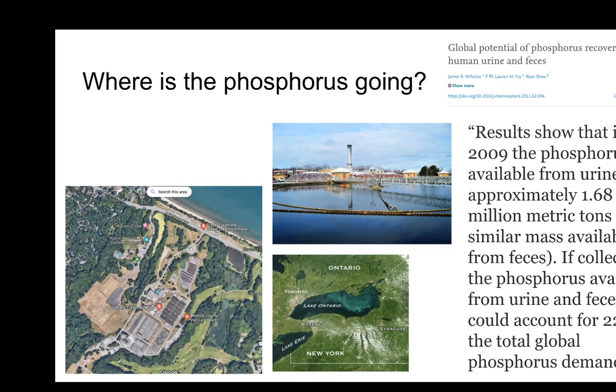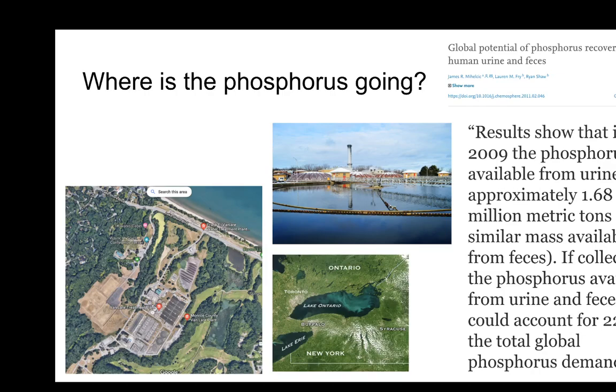And so now if we think about where the phosphorus is going, right? Not all of it stays in our body, and I think this is a crazy statistic: in urine alone, 1.68 million metric tons of phosphorus is available, right? So we excrete it in the form of urine and feces, and that goes through the sewer system and ends up in a sewage treatment plant somewhere. Here in Rochester, the Van Lair treatment plant is down in Irondequoit next to Durand Eastman Park. And eventually it's discharged into Lake Ontario.